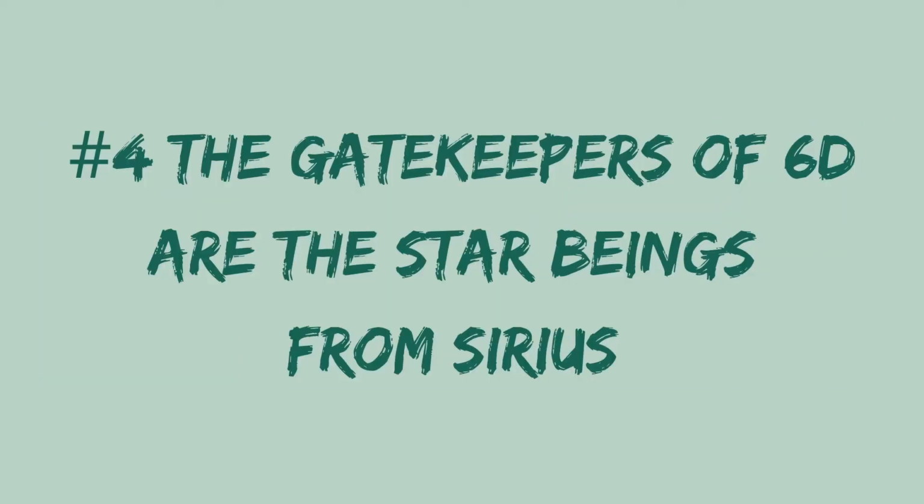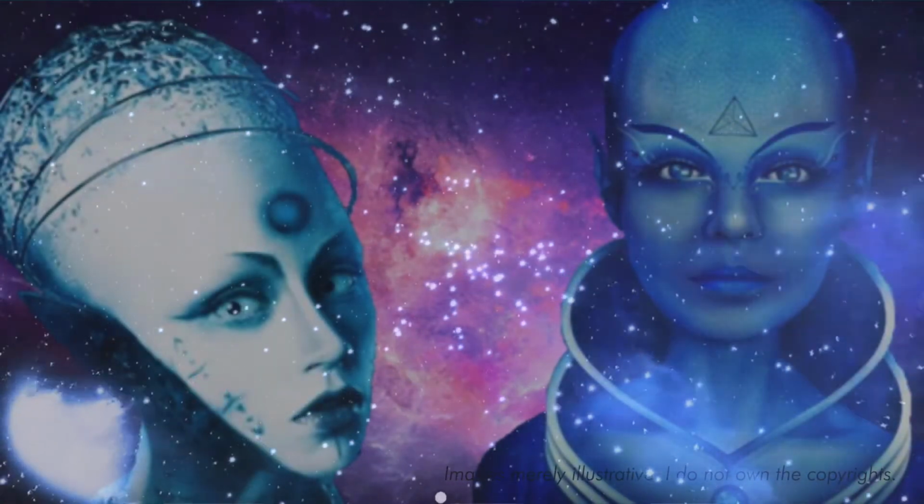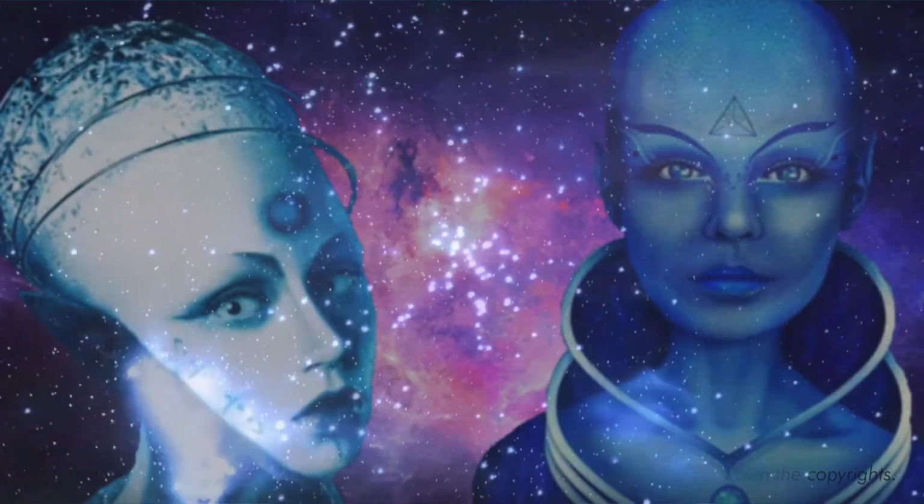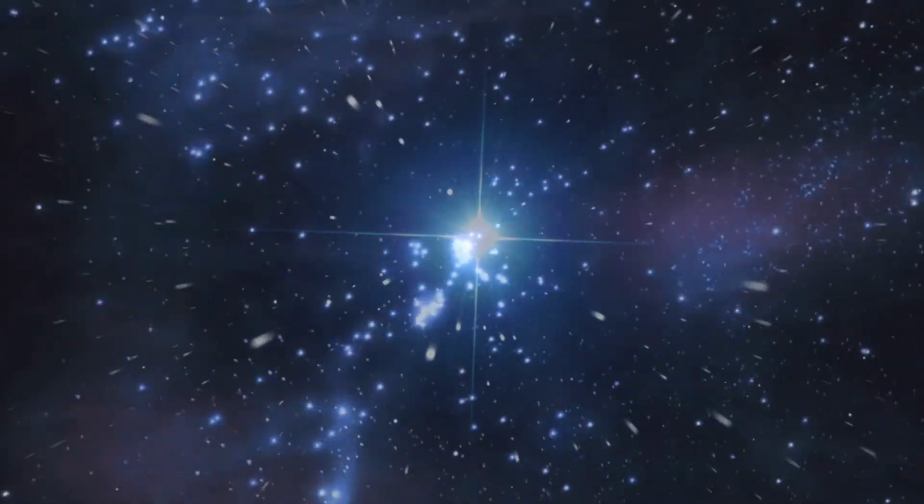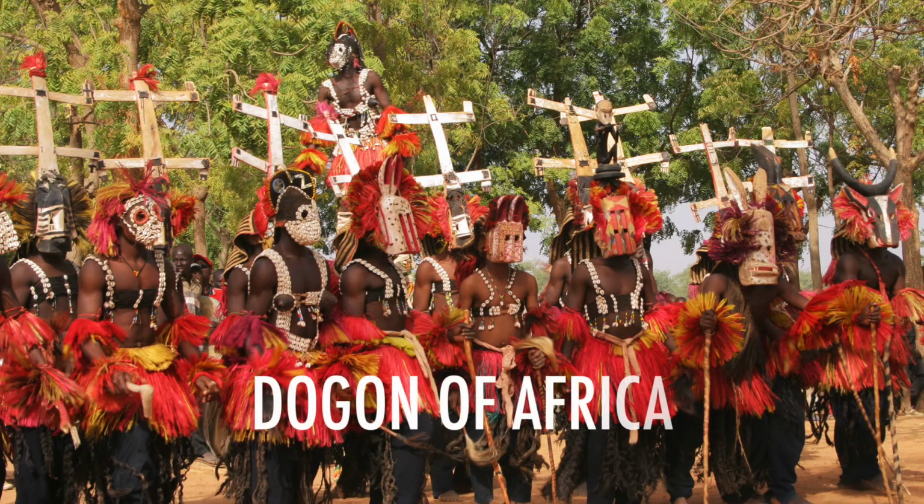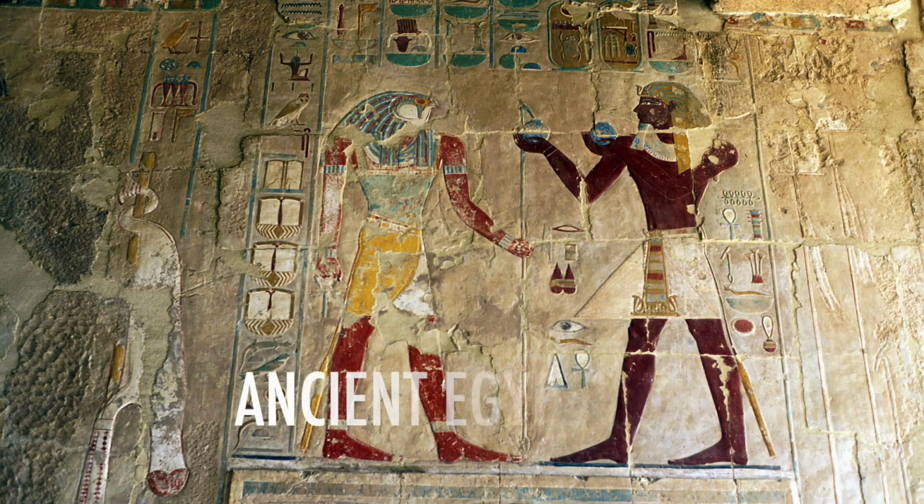Number 4, the gatekeepers of 6D are the star beings from Sirius. According to the Pleiadians, the gatekeepers of 6D are the Sirians, beings in the Sirius star system, Sirius A, B, C, which is only about 8.7 light years from our solar system. Many cultures, such as the Dogon of Africa and the ancient Egyptians, say that their ancestors originally came from Sirius.